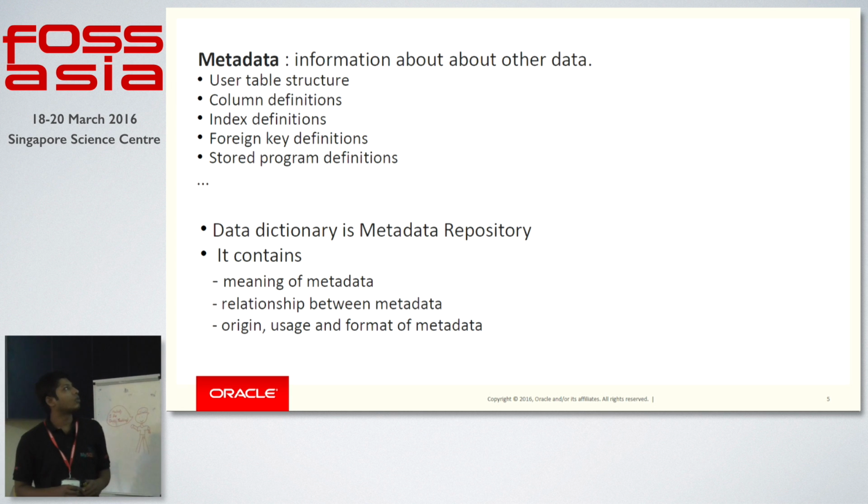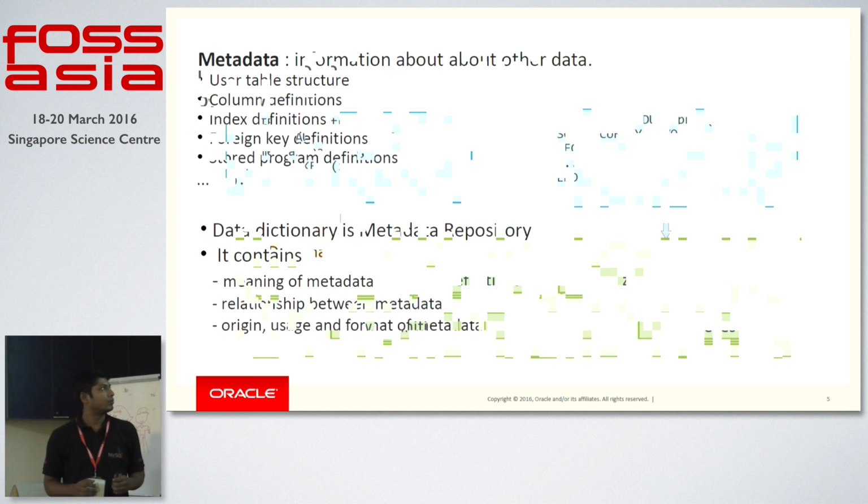And data dictionary is basically a metadata repository. So data dictionary contains the meaning of metadata, where to store metadata, and how to fetch it whenever a user or the server requests any metadata: from where to fetch it, what is their relation, what is their origin, who has access to it.